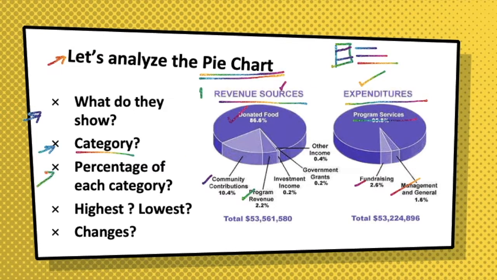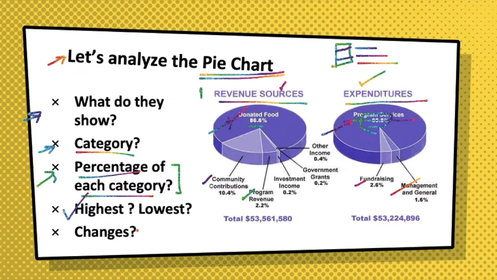And then you should also be able to find out what is the percentage or proportion or share of each category. For example, in this, the donated food is 86.6, which is the highest. The maximum share is contributed by donated food. Similarly, the expenditure is incurred on program services, and that is the highest at 95.2. So you should be able to find the correct collocation, the correct vocabulary, plus the percentage share of each category.